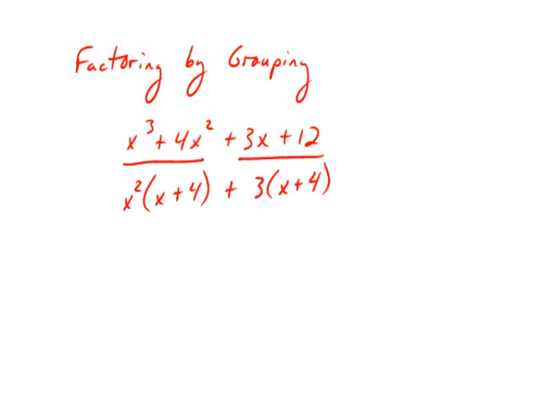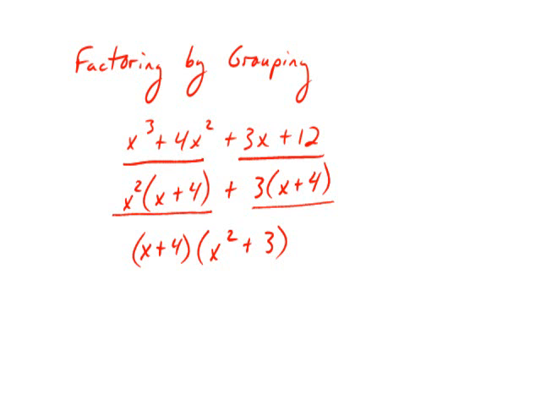Now when I look at the new expression, I can factor x plus 4 out of this part and out of this part. If I factor x plus 4 out of each part, I'm left with x squared plus 3. X squared plus 3 can't be factored any further, so this is the factored form of the original polynomial.